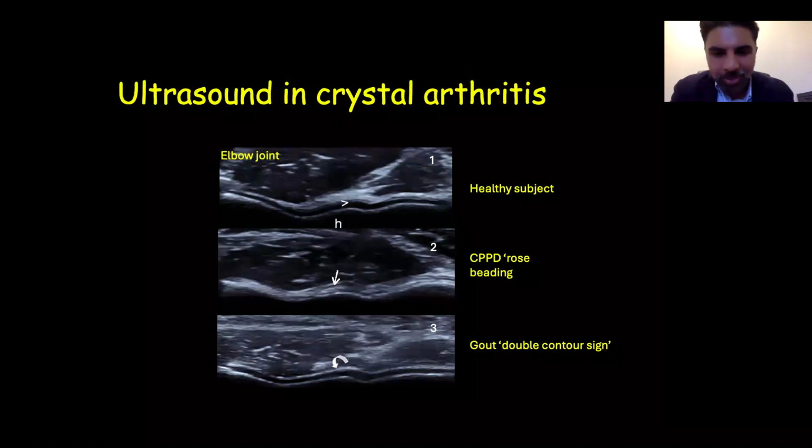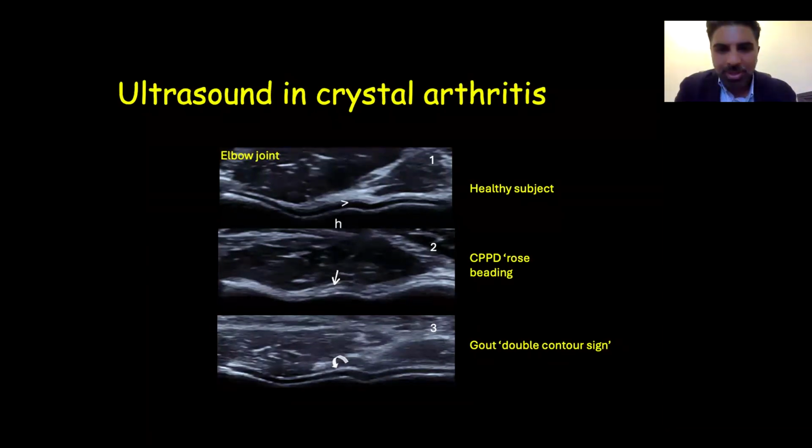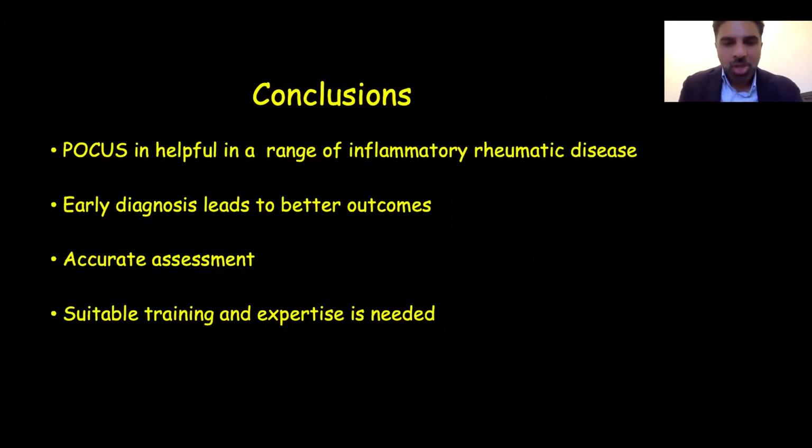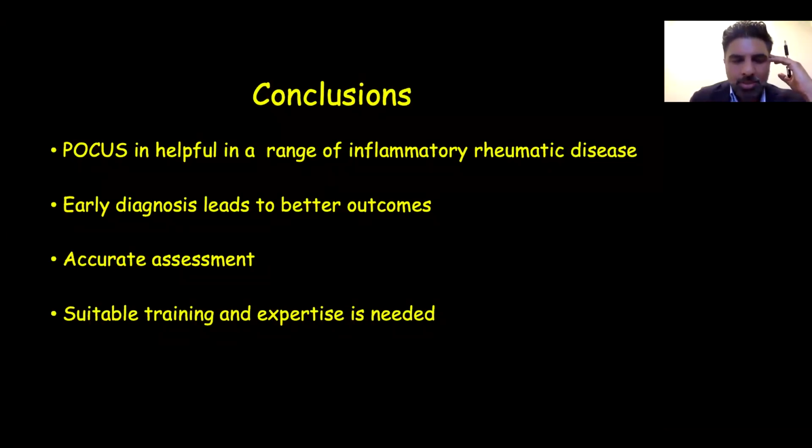And then finally, if we look at number three, you've got this double contour sign, which again is typical of gout. So the difference between uric acid gout is that it deposits on the surface of the hyaline cartilage, whereas pseudo gout is usually within the actual cartilage. So that is a quick tour really of some of the commonest conditions that we see in our clinics and some of the ultrasound appearances there.